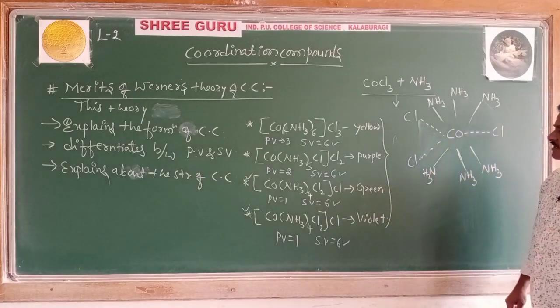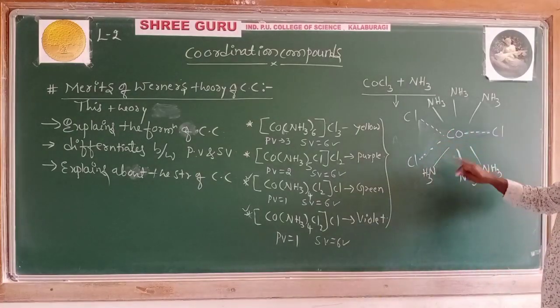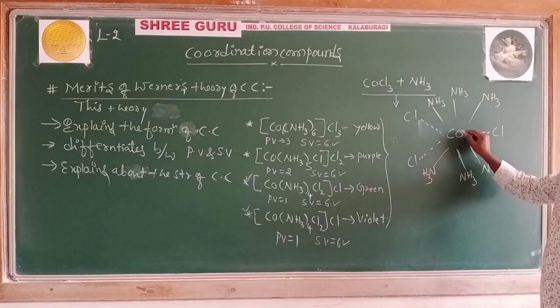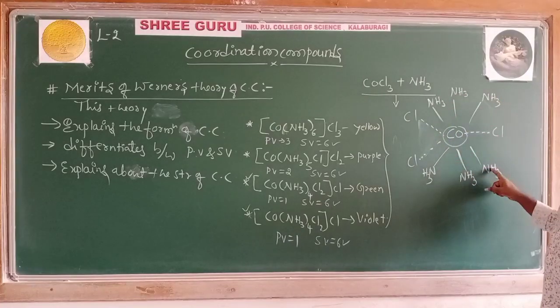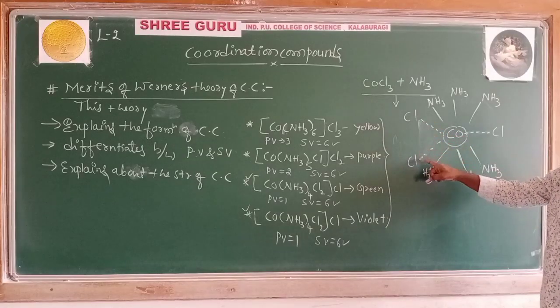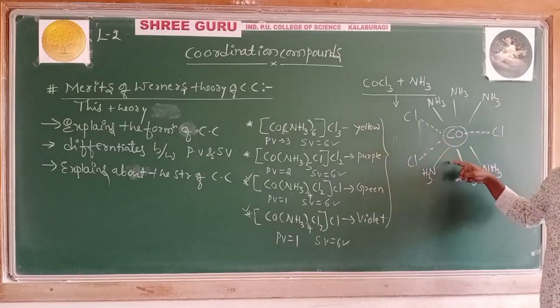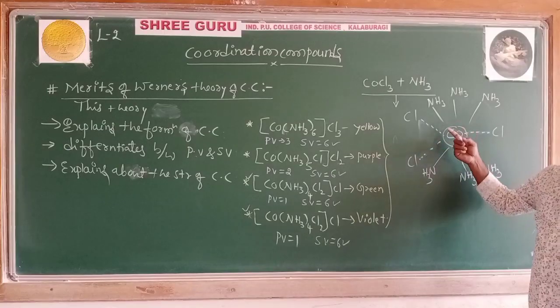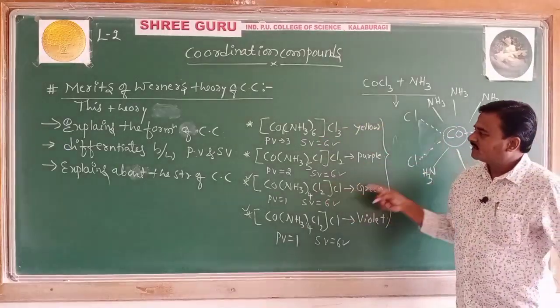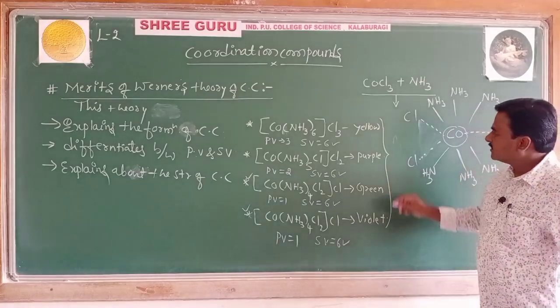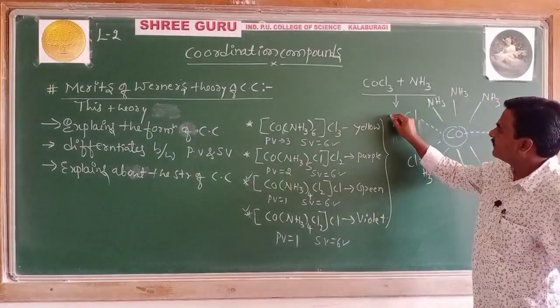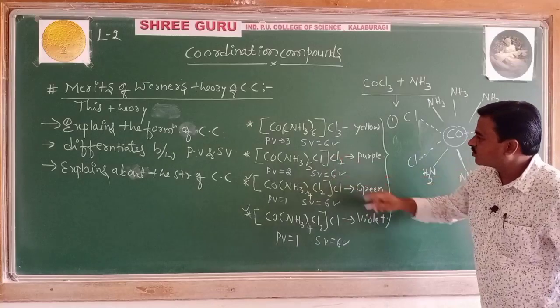So this was the structure given for the complex 1, whose secondary valence is satisfied by the 6 ammonia molecules and the primary valency by 3 chloride ions. This was the structure given by Werner in explaining the properties of the coordination compounds. This is structure 1. Then what about structure 2?